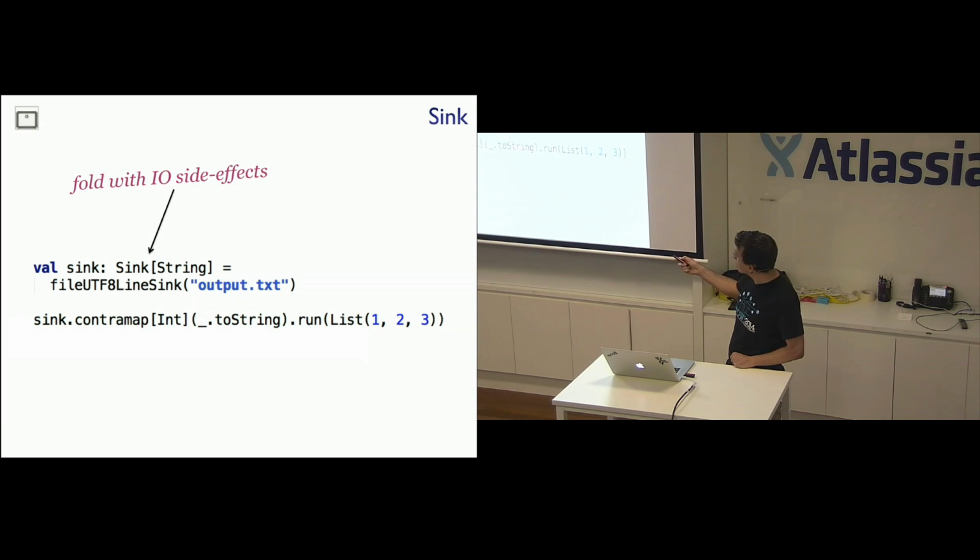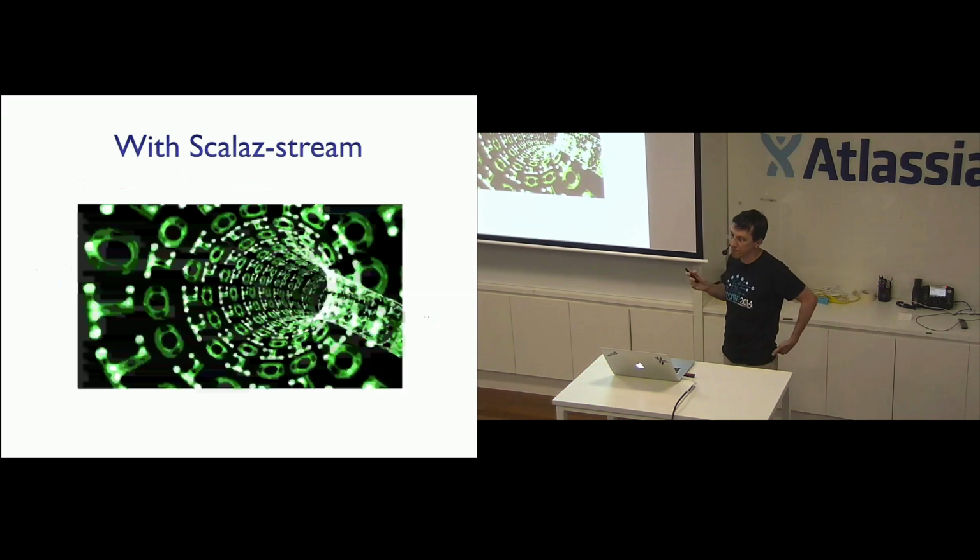And if I run this thing on the list, I will have 1, 2, 3 being written to my file. So that's a way to do fancy I/O with folds. But that's not generally how you would use this. And to see how we can use it, let's see a more complex example using scalaz-stream.